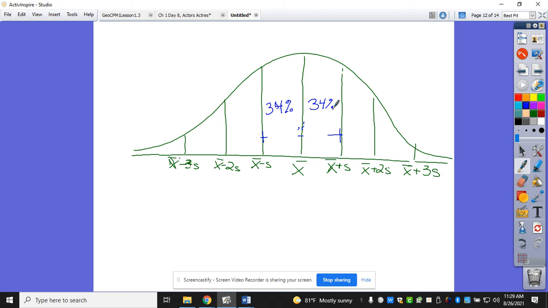So between here and here is 95%, but how much have I already used? 68. So how much is left? What do I do? 27 divided by 2. Between 3 away is how much? 99.7. We've already used 95. How much is left? And divide by 2 gives me.